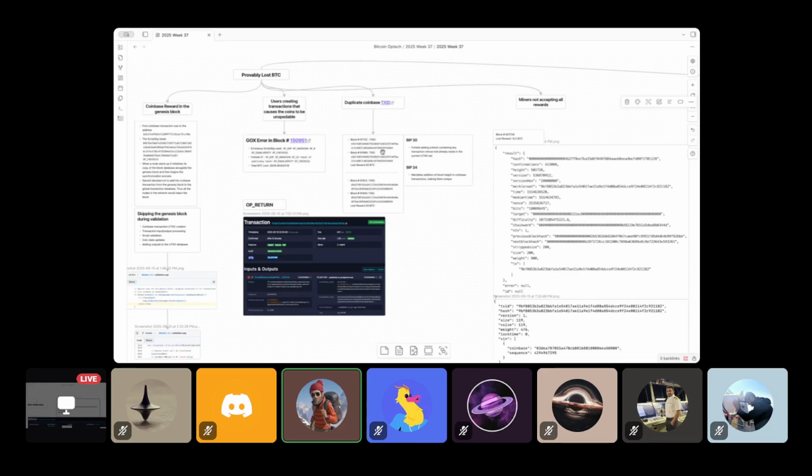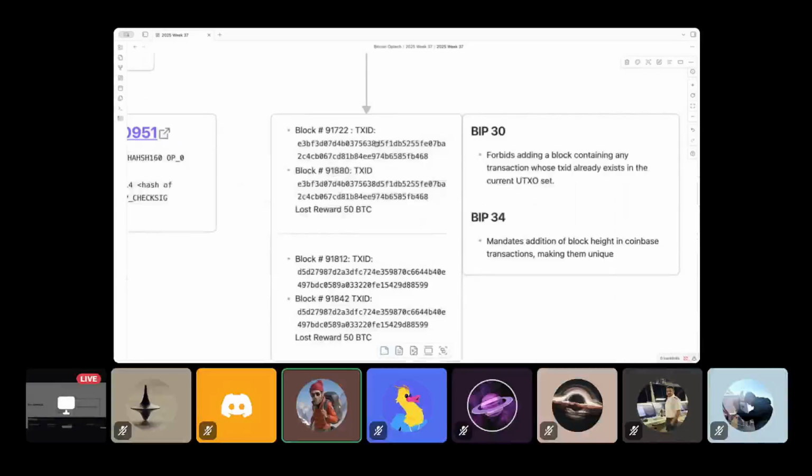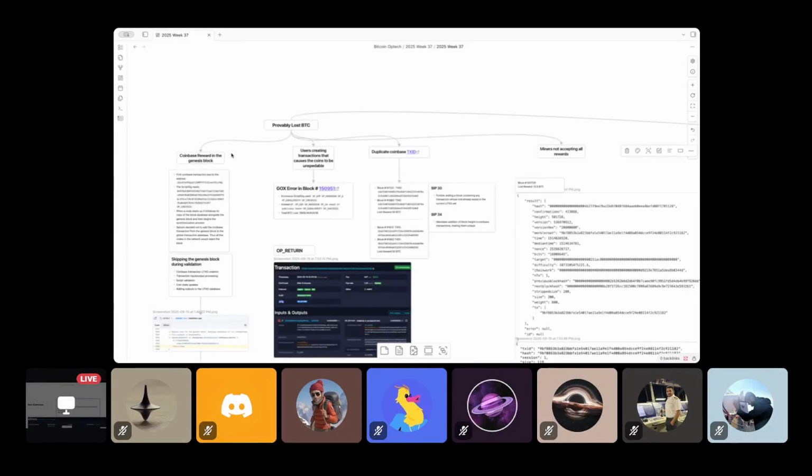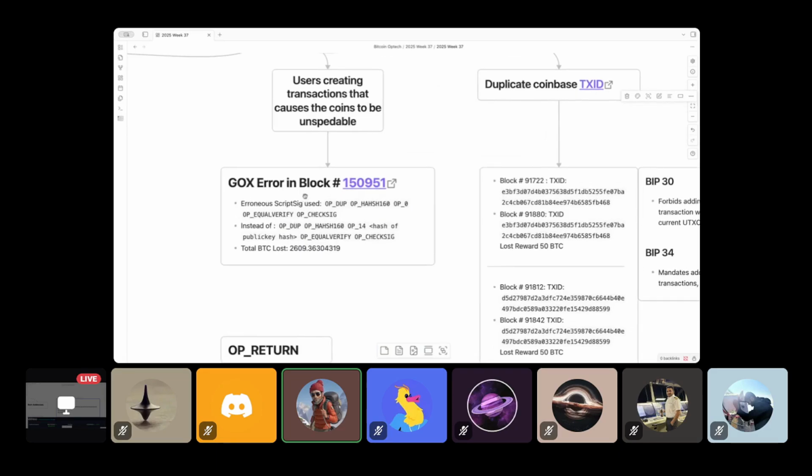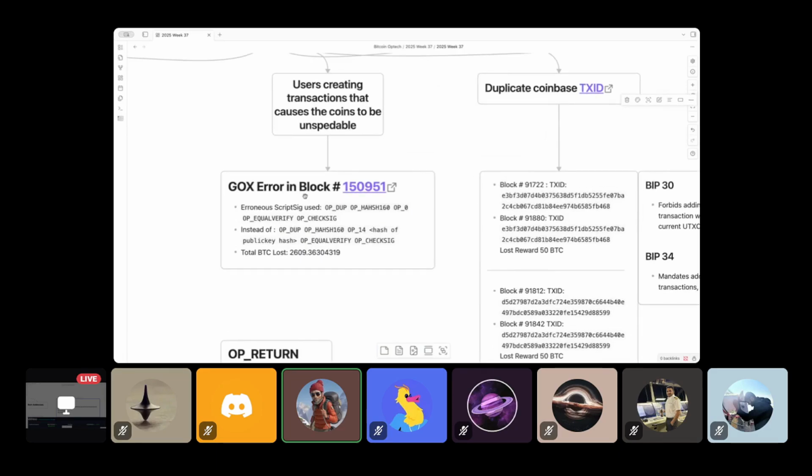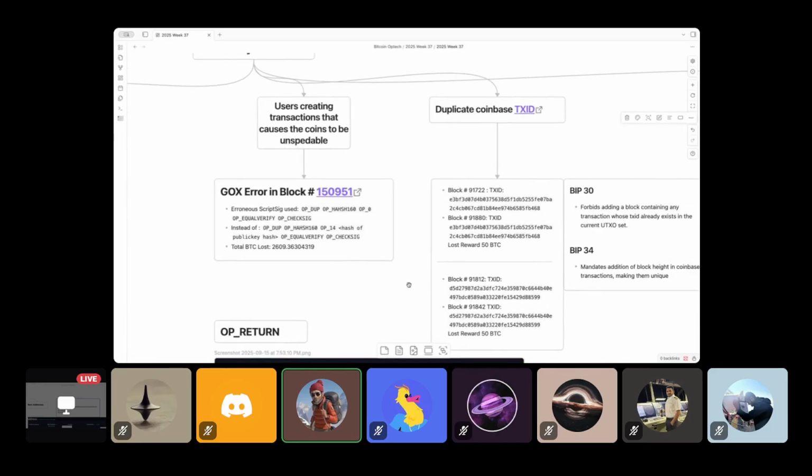The duplicate Coinbase TXID is only these two transactions. After that, BIP 30 and 34 were introduced, so the duplicate TXID thing doesn't happen anymore. Of course, errors of the GOX kind are rare now because of the use of output descriptors and because wallet infrastructure has widely improved. That's why this kind of error, shooting yourself in the foot, is very unlikely nowadays with respect to wallets.